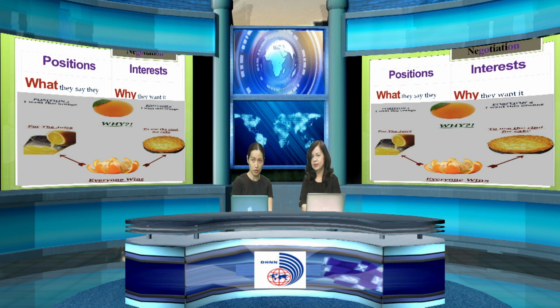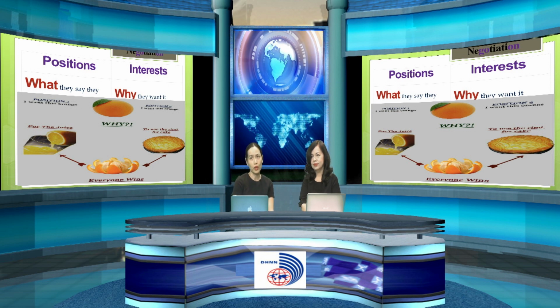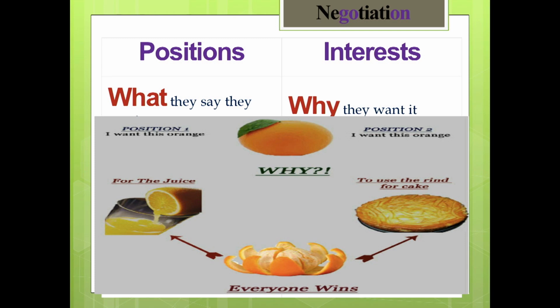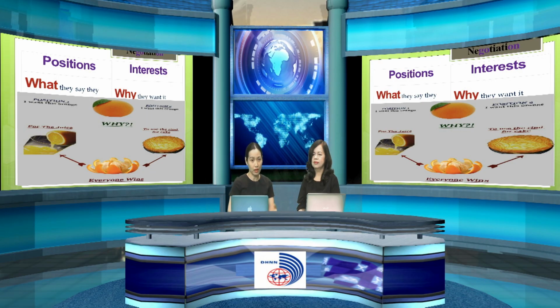So when talking about this, I would like to have a quick look at the concept of positions and interests. When talking about negotiation, you need to have a little understanding of positions and interests. Positions mean what they say they want, and interests mean why they want it. For example, in the story of the orange, at the beginning both sisters insist, I want the orange. They just mention their positions.